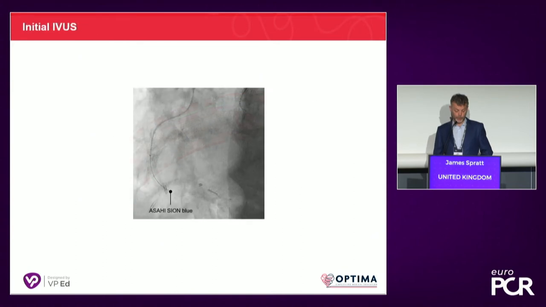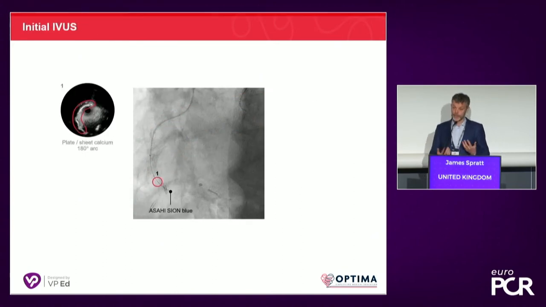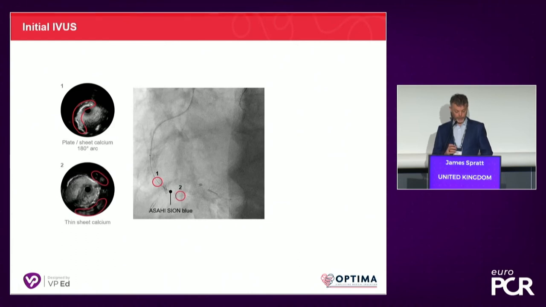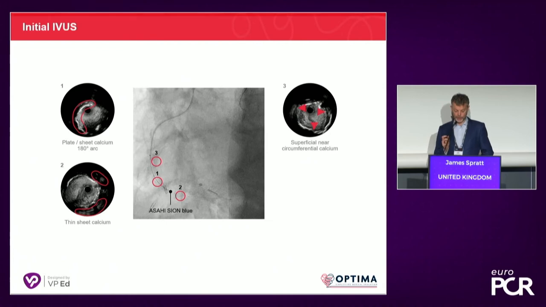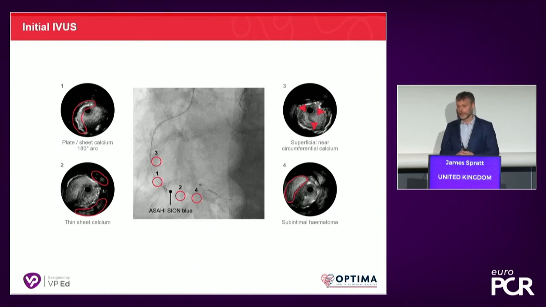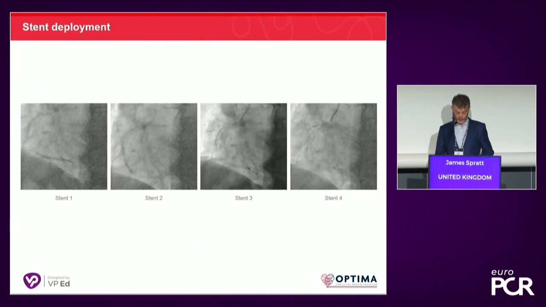So from this point, your problems aren't finished because you've still got all this calcium in the vessel that you've got to modify if you want a durable outcome. You've got the sheet calcium proximally, you've got a thin sheet at that point, Mark two, superficial calcium, again, near circumferential at this point. And then you've got this very difficult place where you've got subintimal wire passage and calcium outside that within the true vessel. What do you do in that scenario? And that is a kind of a real problem.